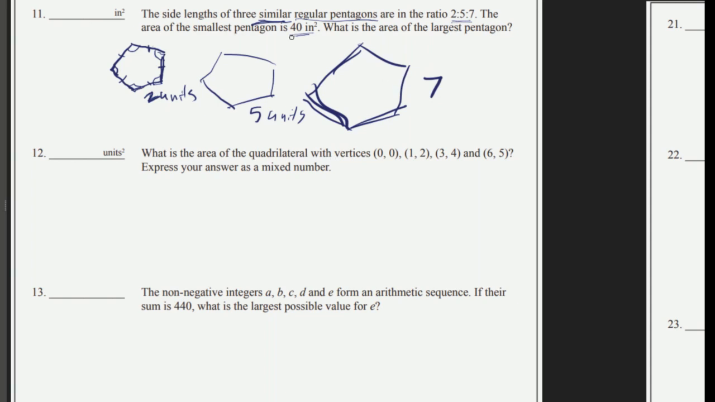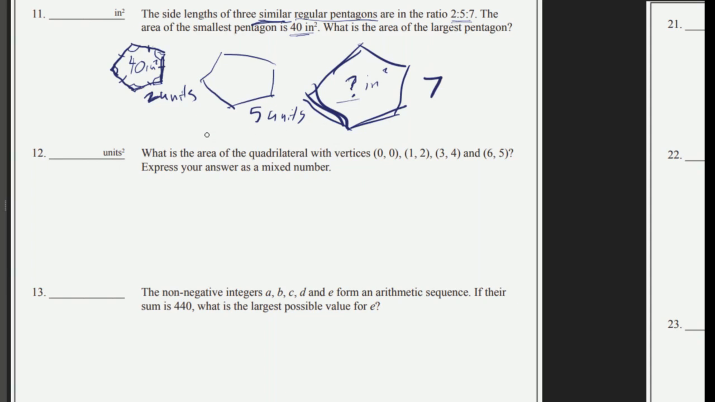And it says the area of the smallest pentagon is 40 inches squared. That's the area of this thing. And they want to know what the area of the largest pentagon is, question mark inches squared. So we just need to figure out what that question mark is. What do you think? Possible? Impossible? Hard? Easy? That seems pretty easy. Not super easy? 40 times 7. 40 times 7? Yeah. How'd you get that?